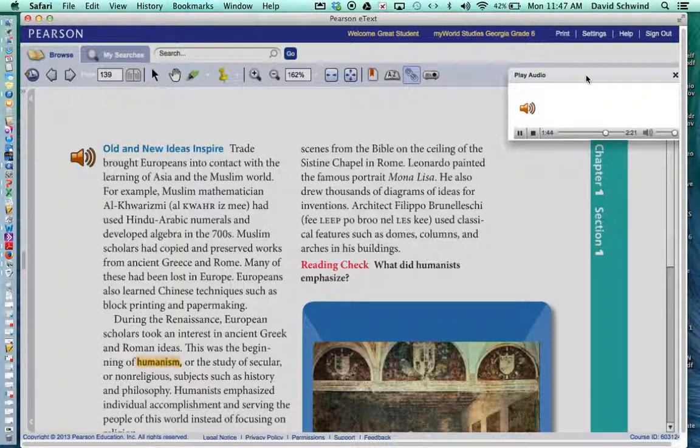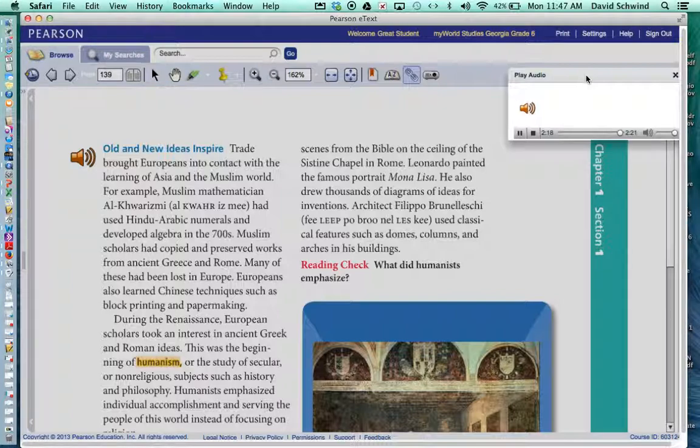Artists Michelangelo and Leonardo da Vinci both created Renaissance masterpieces. Michelangelo carved sculptures such as the statue David. He also painted scenes from the Bible on the ceiling of the Sistine Chapel in Rome. Leonardo painted the famous portrait Mona Lisa. He also drew thousands of diagrams of ideas for inventions. Architect Filippo Brunelleschi used classical features such as domes, columns, and arches in his buildings.